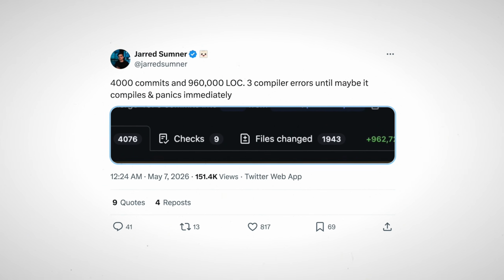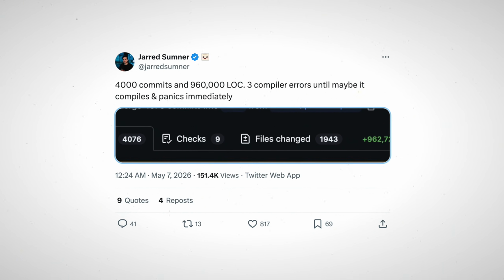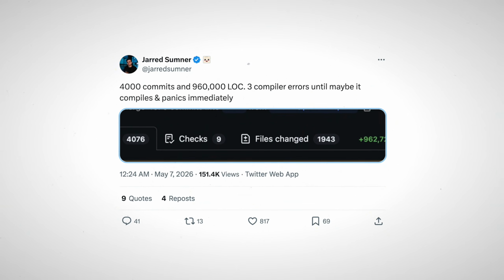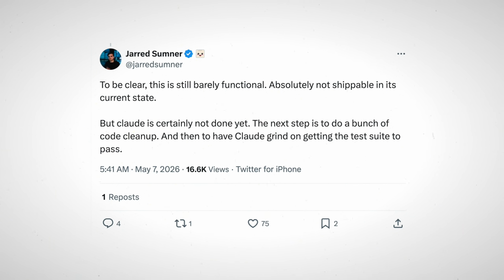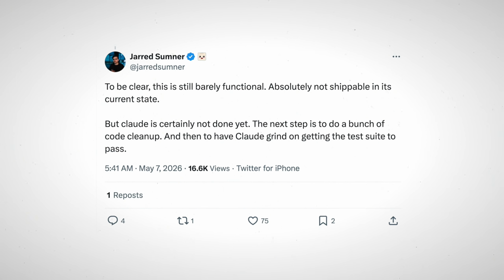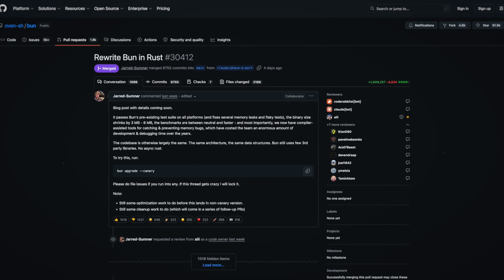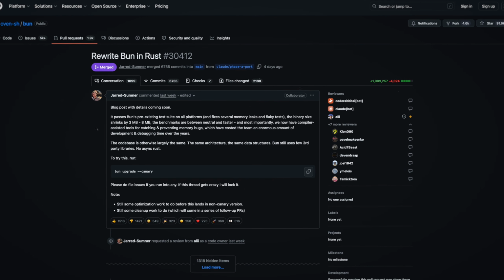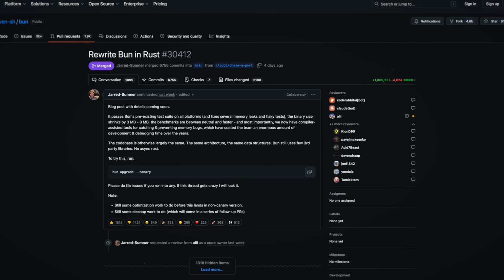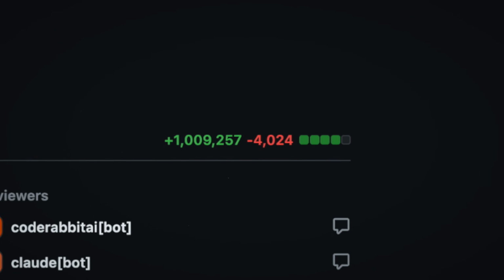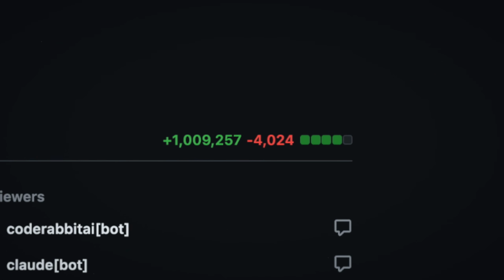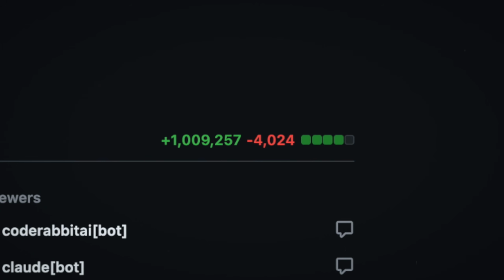One that started about a week ago when Jared Sumner, the creator of Bun, wanted to experiment with AI to see if it could successfully port the Zig code base over to Rust. Well, if you look at this merge from earlier today, you will see that that experiment was a success, with over 1 million lines of Rust code being added to the main branch of the Bun repo.